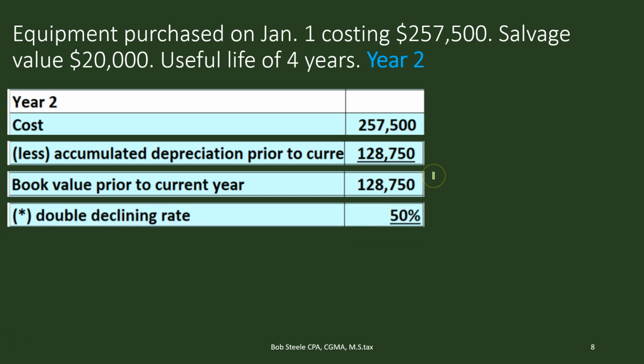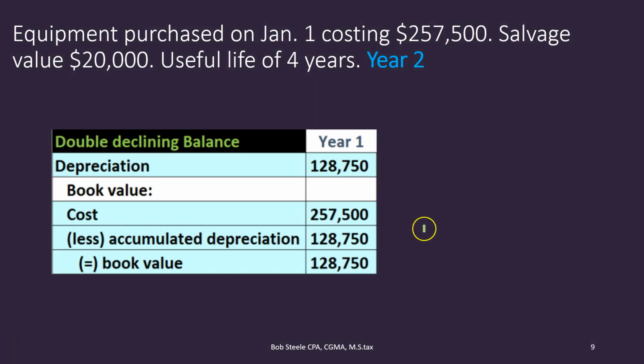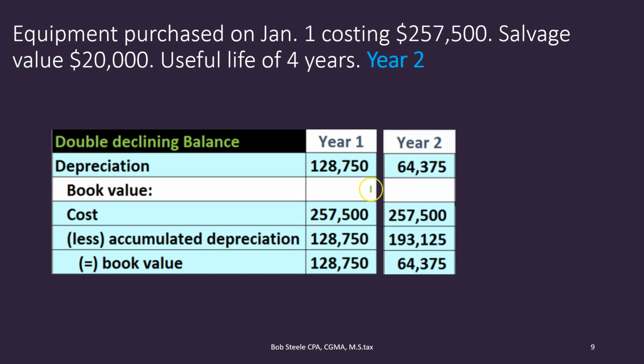And then we're going to multiply it times the double declining rate, being the 50%, which we calculated first off, and that will give us depreciation for year 2 of 64,375. If we compare that, here's year 1, and then now here's our year 2. So year 2 depreciation went way down, which is not what happens under straight line. That's what happens in double declining. We're front loading the depreciation in the first year, far less in the second year.